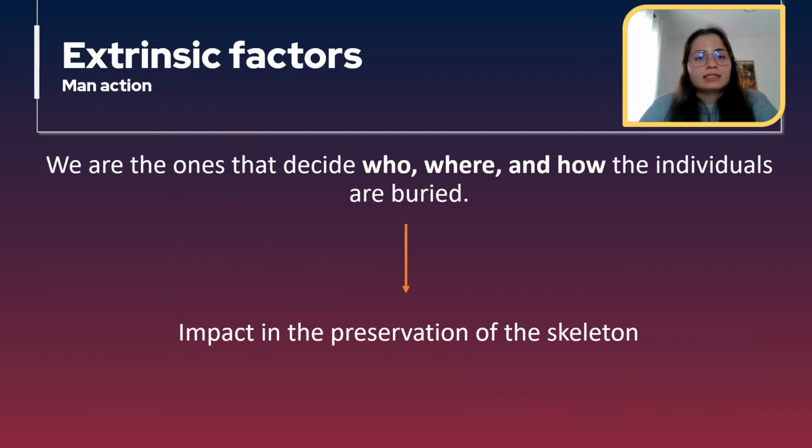And finally, in the extrinsic factors, the human action. So we are the ones that decide who is buried, where that happens, and how that happens. All these decisions have an impact on the preservation of the skeleton. For example, if we decide to inhume an individual in a place that has a lot of water and another in a place that has no water, the bones of this one will be more preserved. And as you can see, all the taphonomic factors are interconnected and we can't think about them separately.